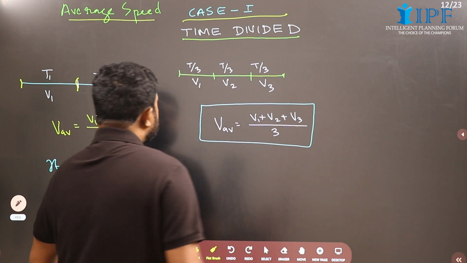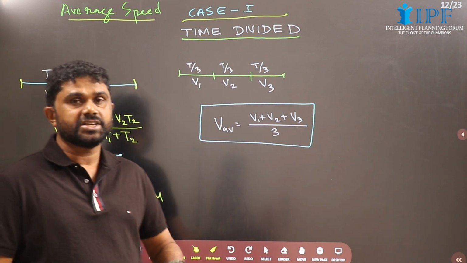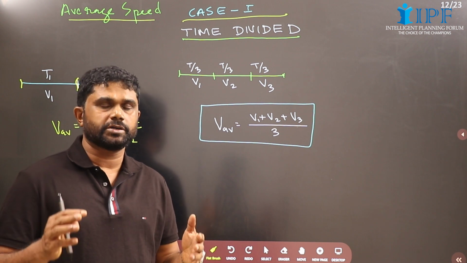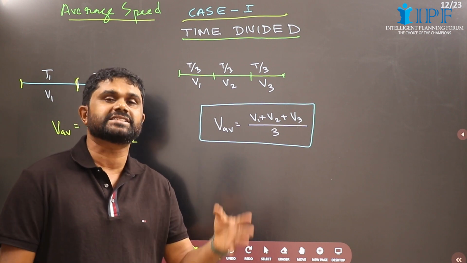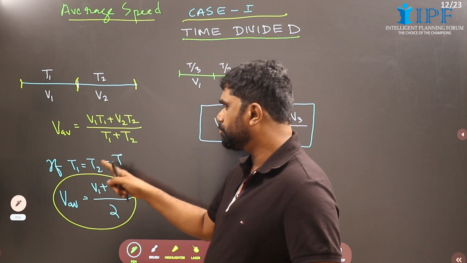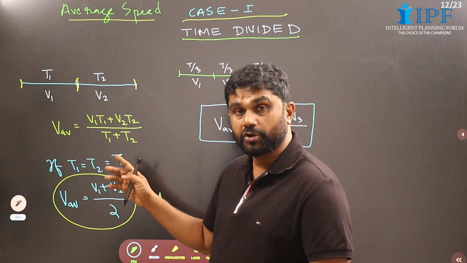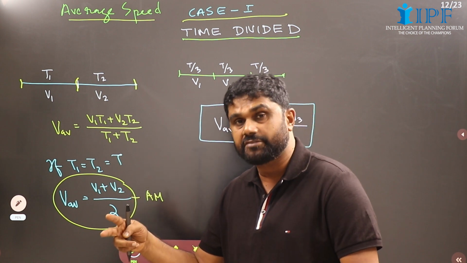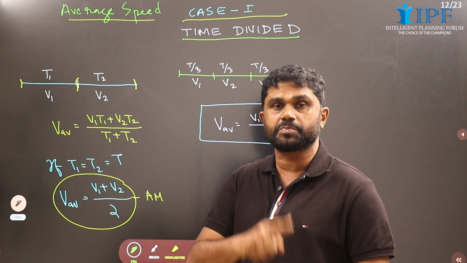Now suppose the total time of traveling is divided into three equal intervals. Suppose the body travels for, say, 6 hours. Here it is divided into 3 hours, 3 hours. For the first 3 hours it travels with a speed v1, and for the next 3 hours it travels with another constant speed v2.